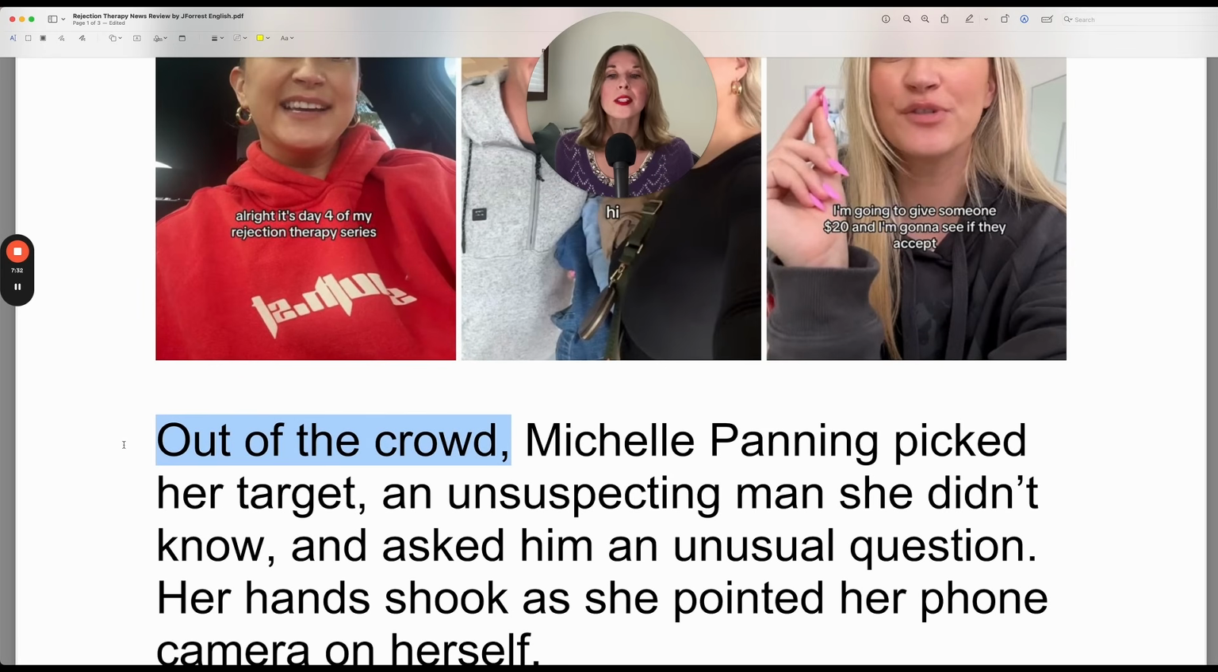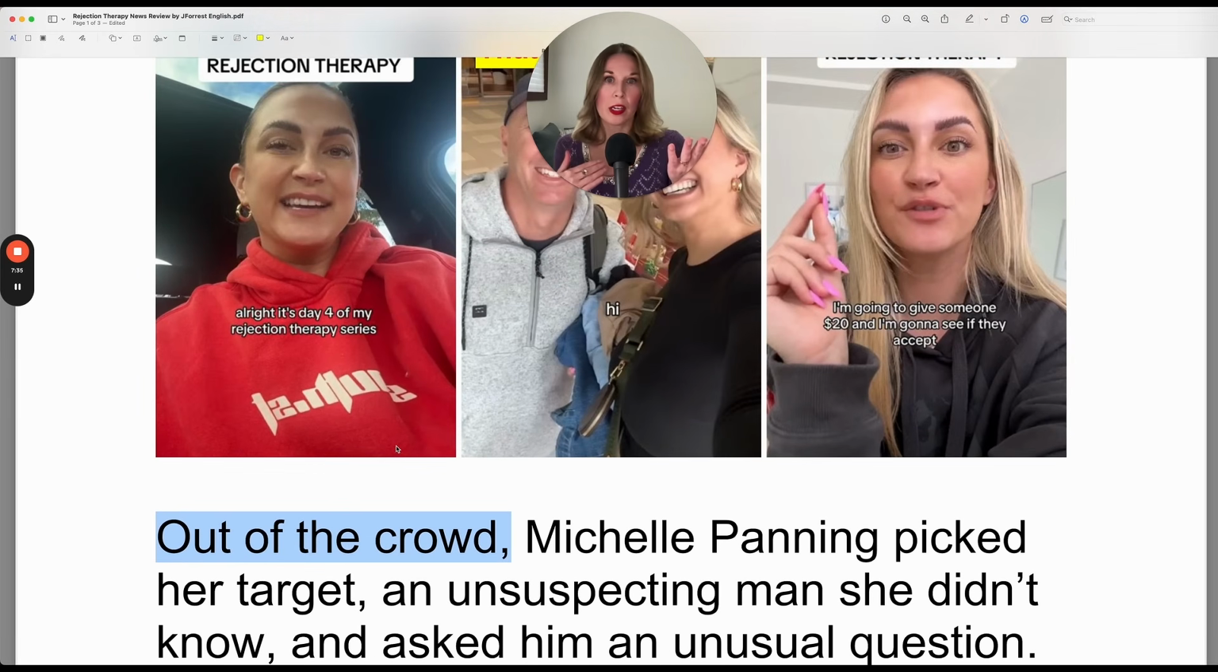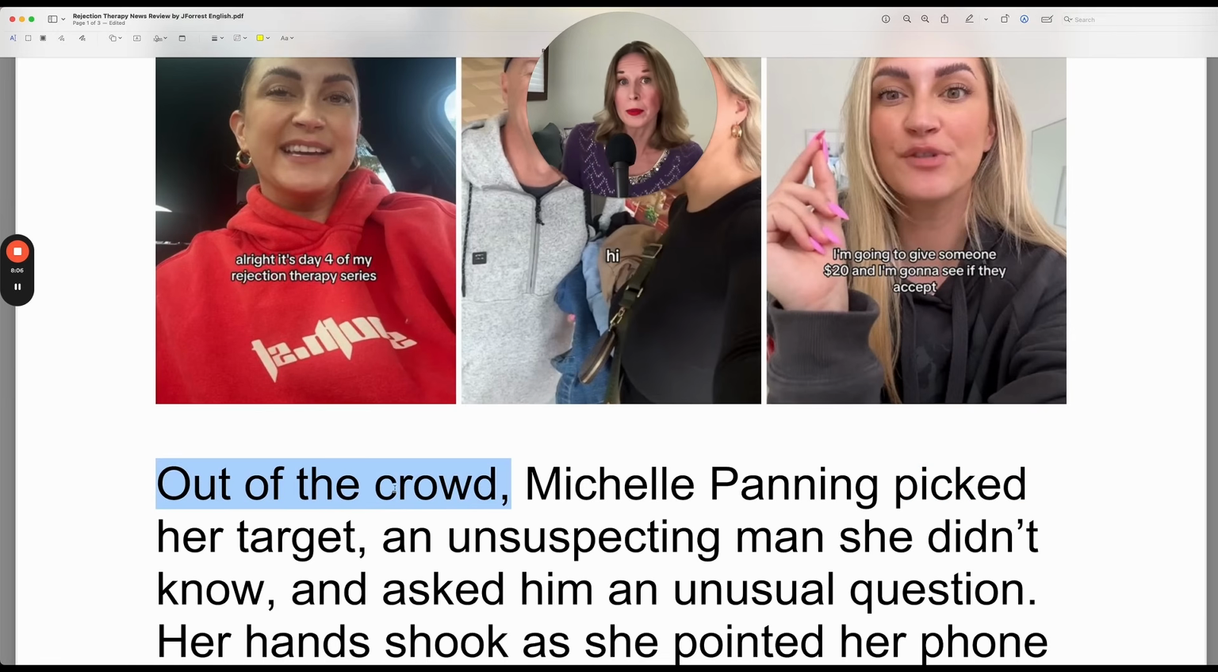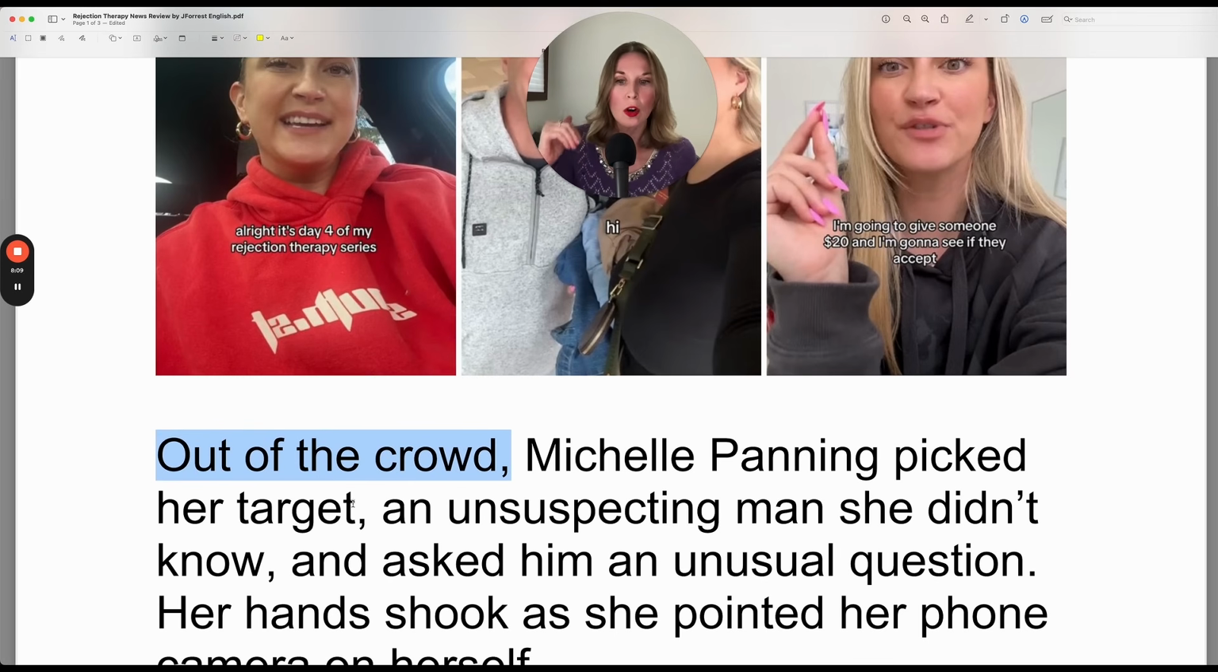Okay, so here, out of the crowd. This sounds like Michelle was in a busy place where there is a crowd. A crowd is a large number of people in a specific area. So at a mall, there could be a crowd, many people in one area. So out of the crowd. So selecting one person, pick, select, it means the same thing. You take one out of the crowd. So that's what this out of the crowd comes from. You could say Michelle Panning picked her target out of the crowd. You could say that as well.